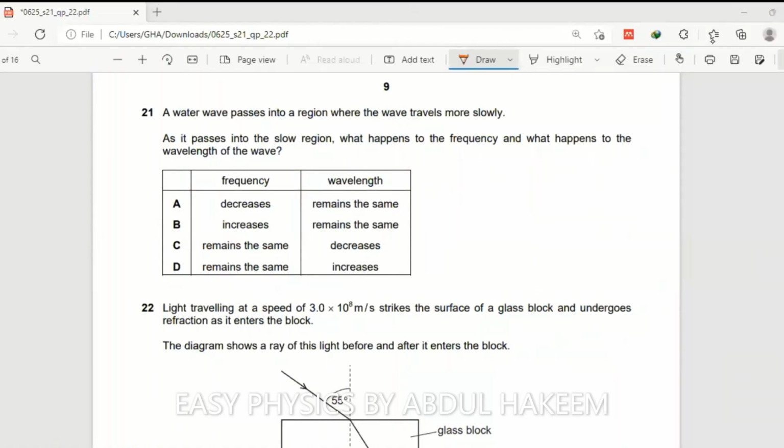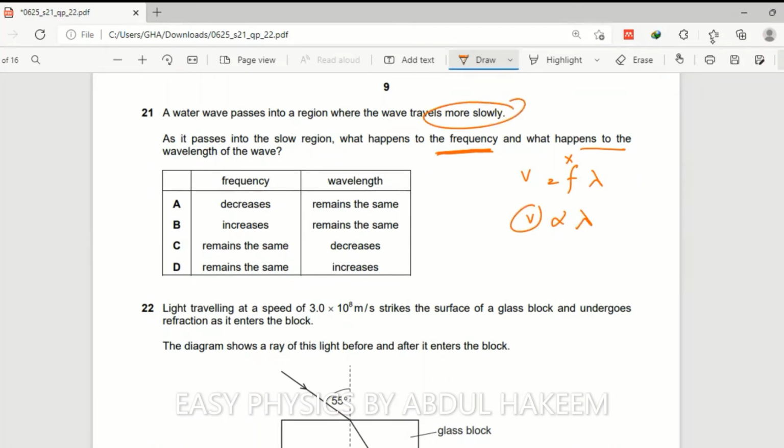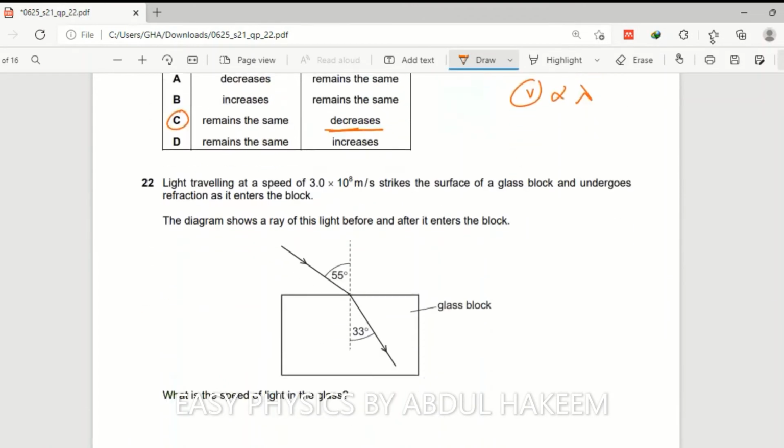Okay, next question is 21. The water wave passes into a region where the wave travels more slowly, meaning a denser medium. As it passes into the slow region, what happens to the frequency? No change in frequency. And what happens to the wavelength? V is equal to F lambda, F constant. So V is directly proportional to lambda. If the speed is decreasing, the wavelength is also decreasing. So for 21, the option is frequency is the same, but the wavelength decreases, C option.